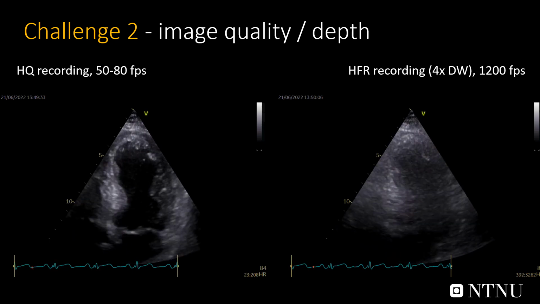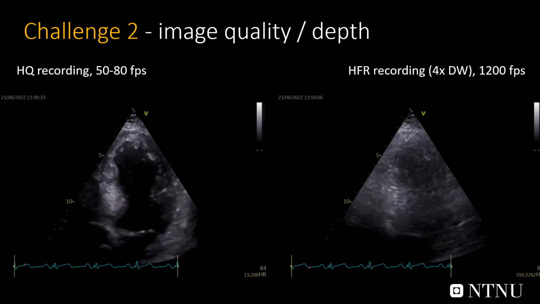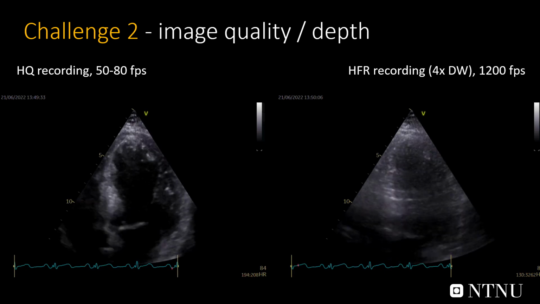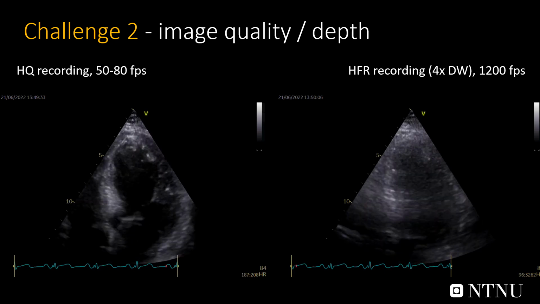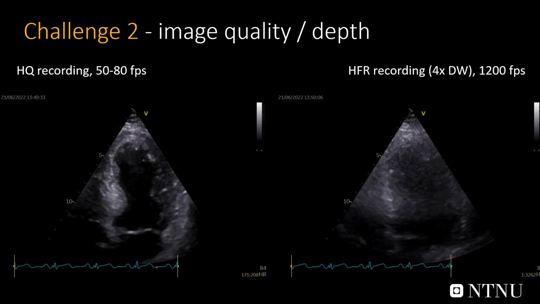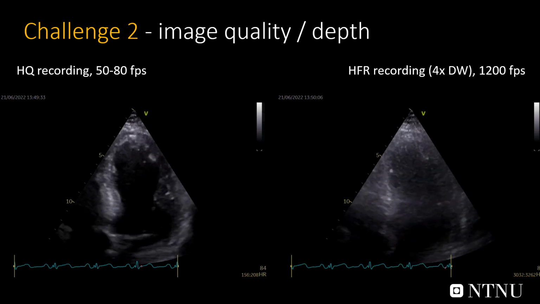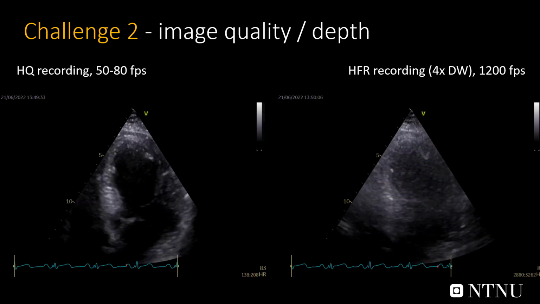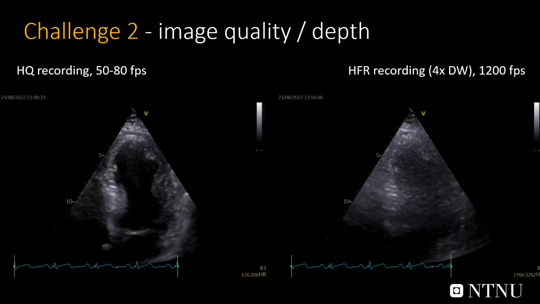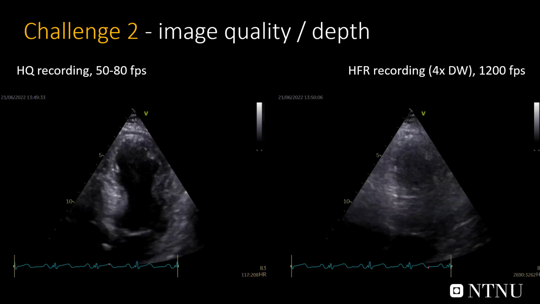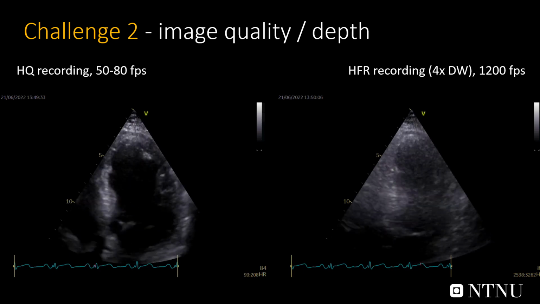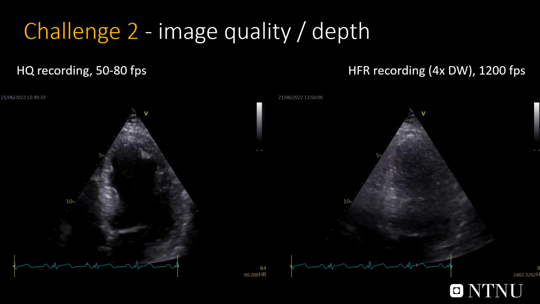Challenge number 2 is image quality and depth. With broad beams, we have a trade-off between temporal resolution and image quality. In this example, we have a high quality beam mode recording to the left and high frame rate recording from 4 compounded diverging waves to the right. We know that we get less signal back when we are sending broad beams, and the lateral resolution drastically falls. So we need to be careful to optimize our acquisition depending on the application and the given probe, and be aware of the limitations that exist.